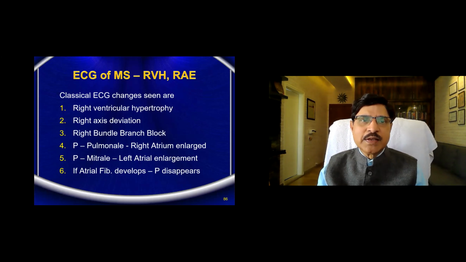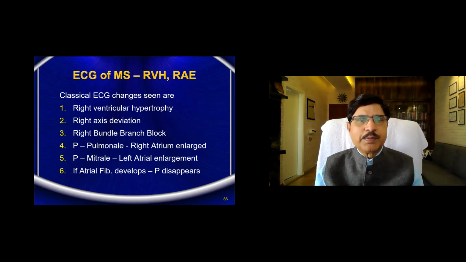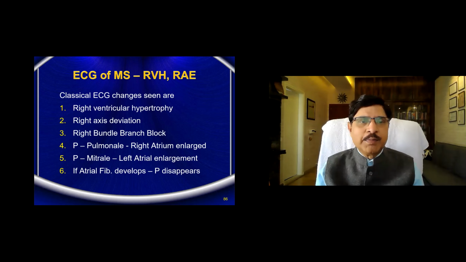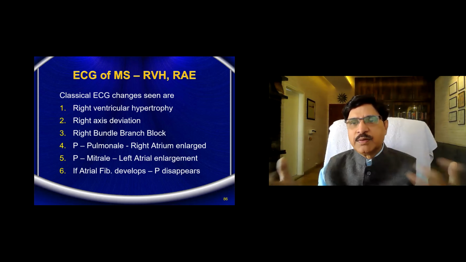ECG of MS, RVH, RAE. Classical changes, right ventricular hypertrophy, right axis deviation, right bundle branch block also was there in the previous one. I have not told you now, so I'll tell you when we come to that. P pulmonale because of the right atrium, P mitral because of the left atrium. If atrial fibrillation develops, it disappears.